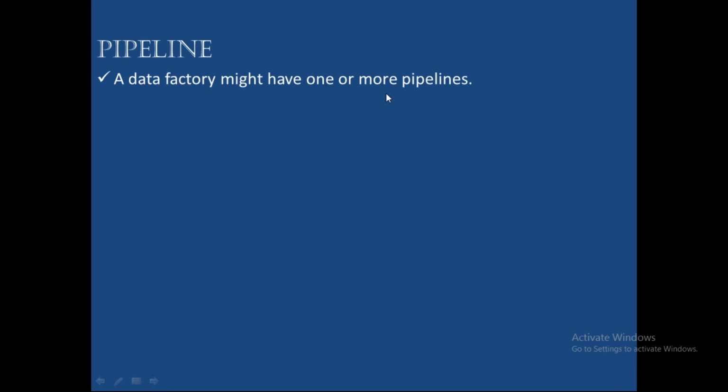Now, a data factory might have one or more pipelines. First, we need to understand that in a data factory, we may have more than one pipeline. It's not mandated that you need to have at least one pipeline. You can have zero pipelines, or one pipeline, or as many pipelines as you want. But in real time, we will see at least 20 to 30 pipelines.